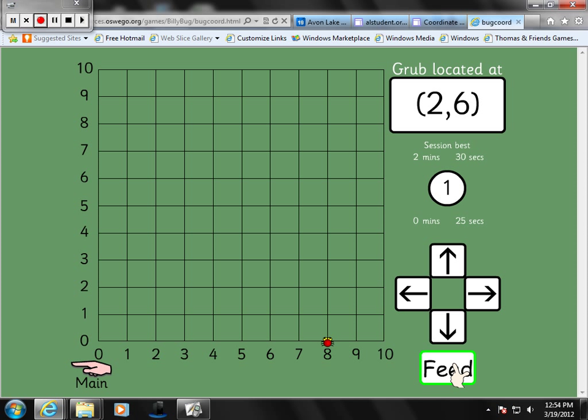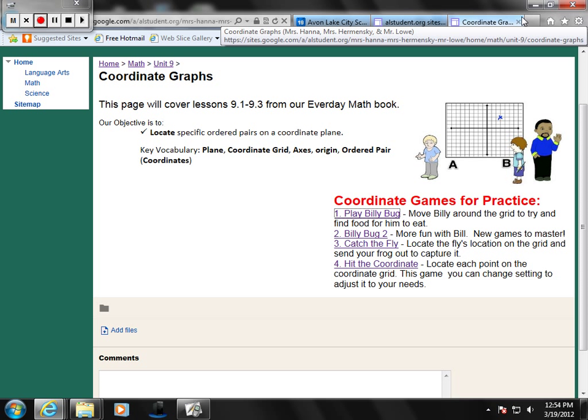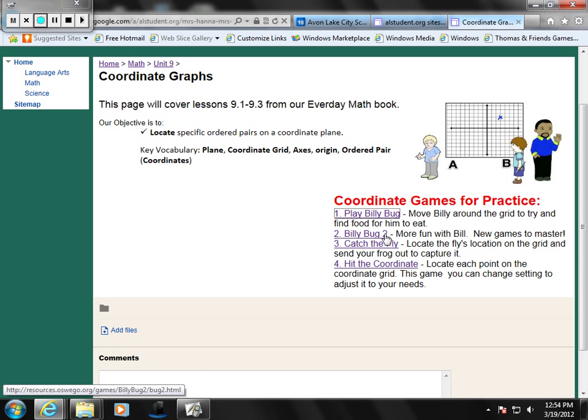That one took me 26 seconds. Now I want to go to 2, 6. It's 2 on my X-axis, 6 on my Y, and I want to feed him. So again, now watch what happens if we get it wrong. This is 3, 4. Well, I'm going to go over here and maybe we'll go to 4, 3 just to see what happens. Oh, there's no food here, so said Billy the Bug. And then there's other games that you can play here too. Hit the coordinate, catch the fly, and then Billy Bug 2.